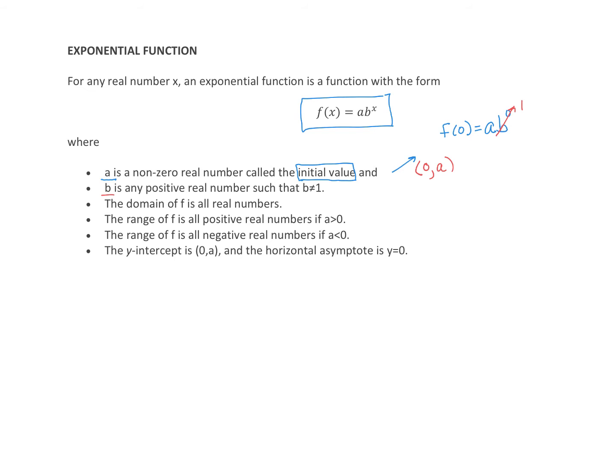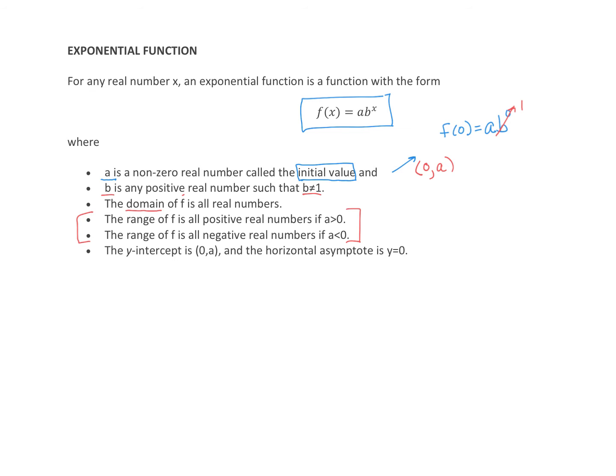So that also tells us that we're going to have the ordered pair (0, a). B has to be a positive real number, and it cannot equal 1. If it were 1, this would be kind of a boring function, because 1 to the second would be 1, and 1 to the 7th would be 1. So it wouldn't be exponential. The domain is all real numbers. And notice here that the range changes if a is positive or a is negative.